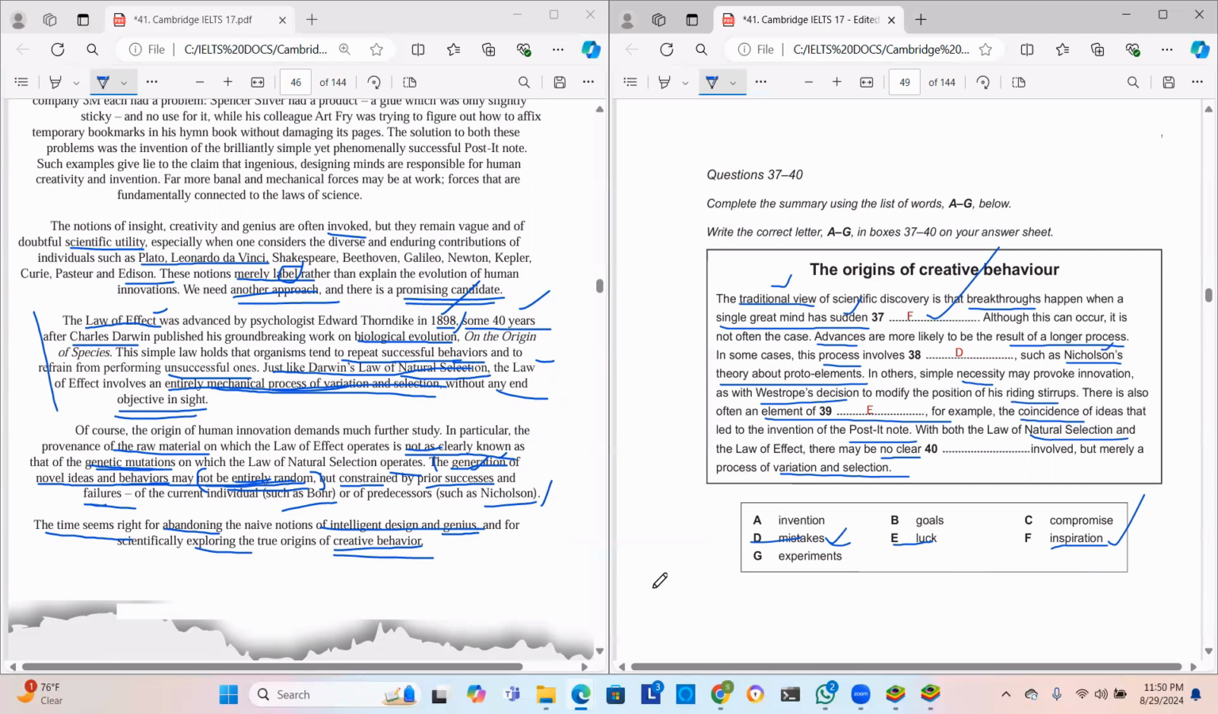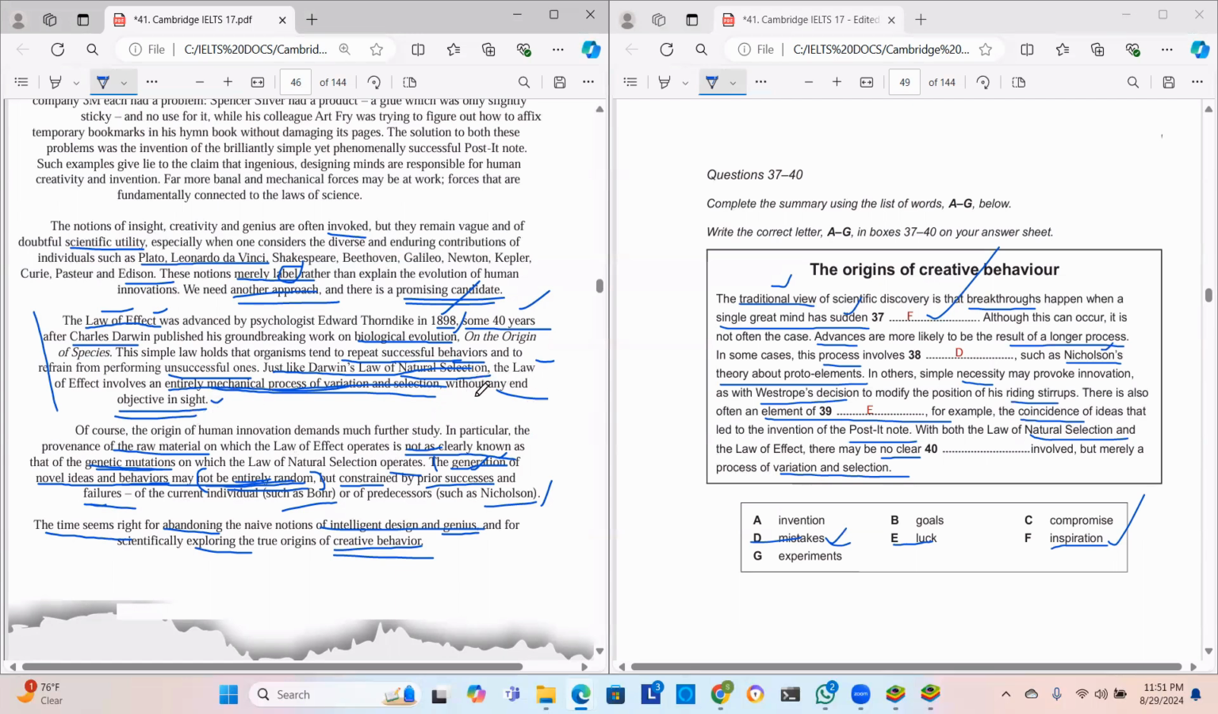I think when we read, let's read this one, guys. Okay, law of effect was advanced by psychologists in this year, after Charles Darwin published his groundbreaking work, The Origin of Species. This simple law holds that organisms tend to repeat their successful behaviors and to refrain from the unsuccessful ones. Just like Darwin's law of natural selection, law of effect involves an entirely mechanical process of variation selection without any end objective in sight. Okay. So without any end objective.